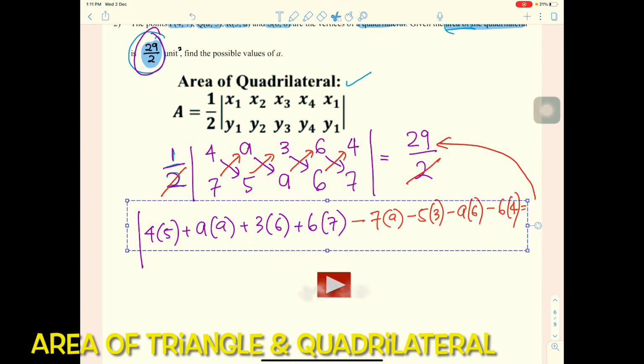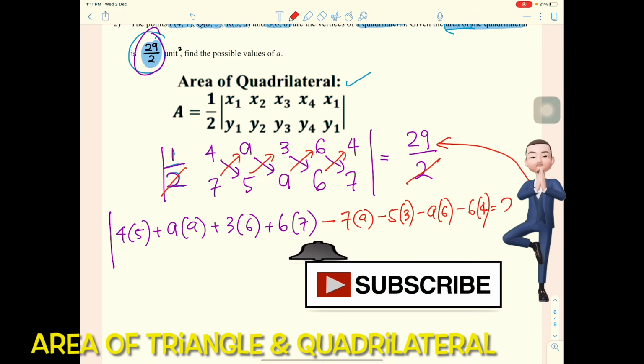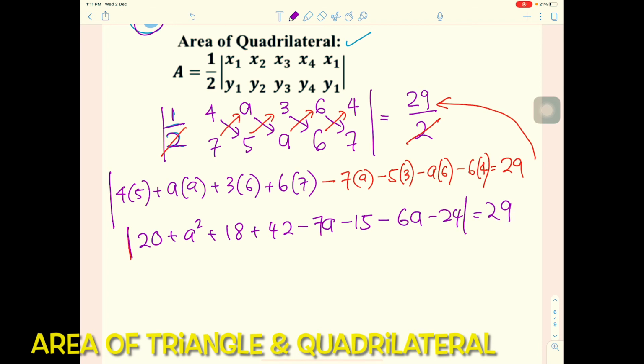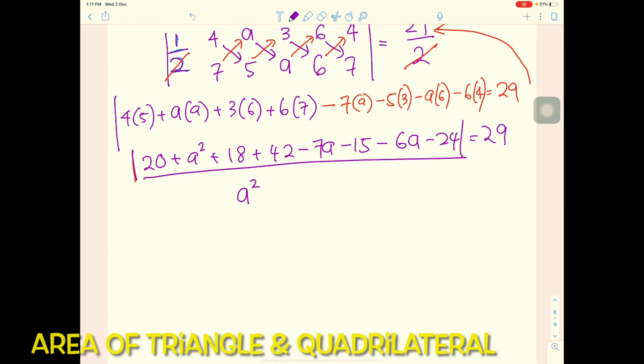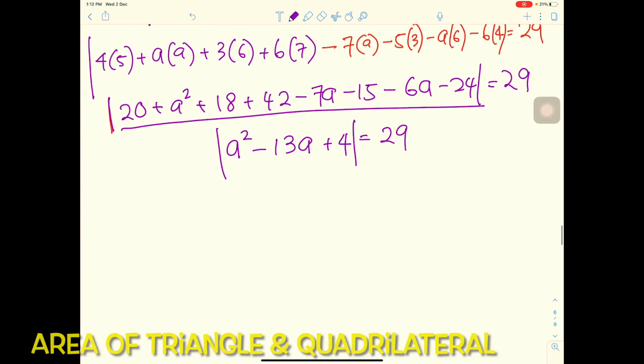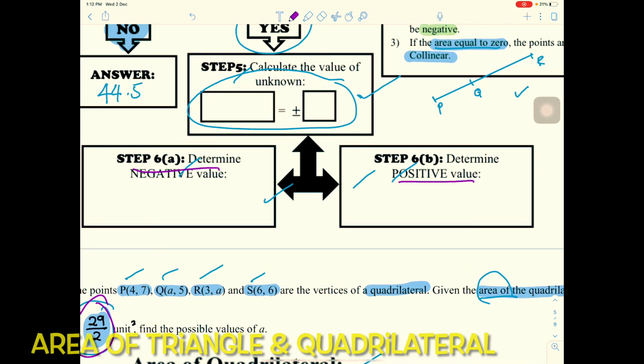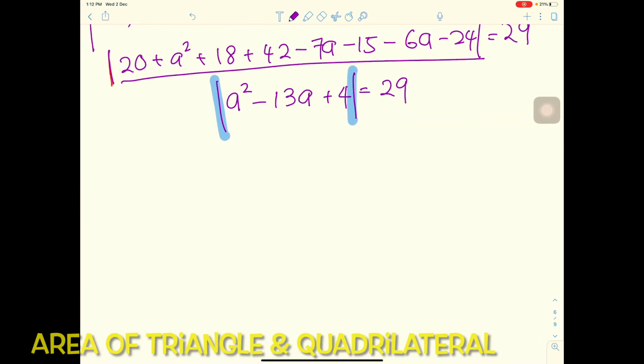Then simplify, so you get modulus of 20 plus A squared plus 18 plus 42 minus 7A minus 15 minus 6A minus 24, modulus equals 29. Simplify by using your calculator, so you get A squared minus 13A plus 41, modulus, equals 29. From here, if we open the modulus, what happens? When we open the modulus, we get a negative value and a positive value. Therefore A squared minus 13A plus 41 equals plus or minus 29.